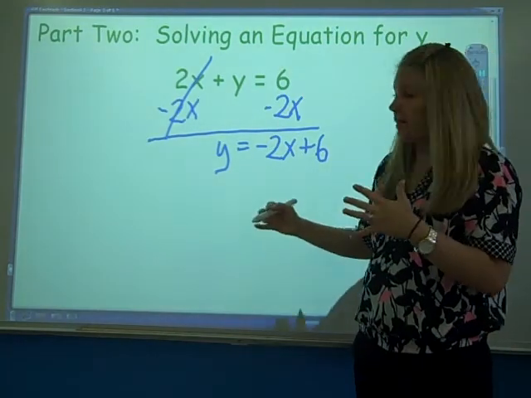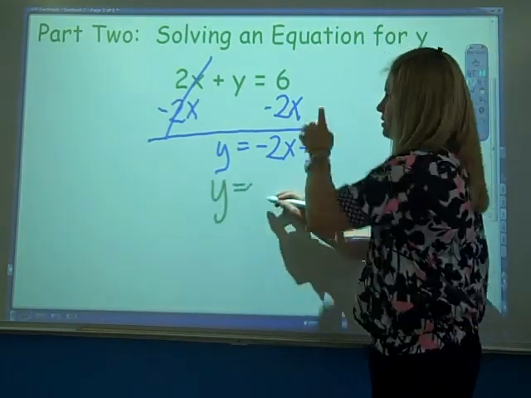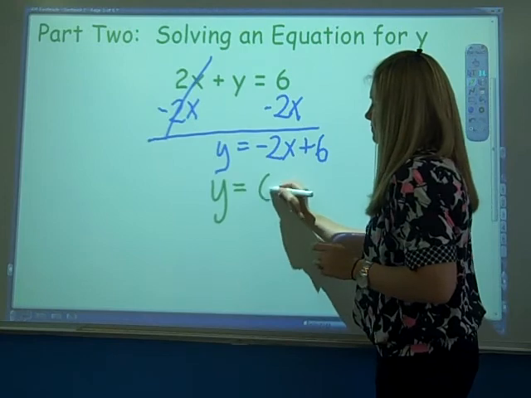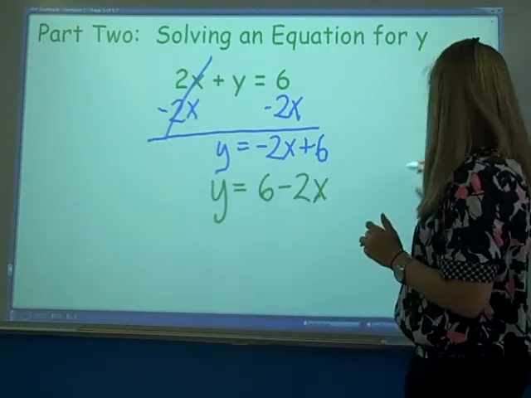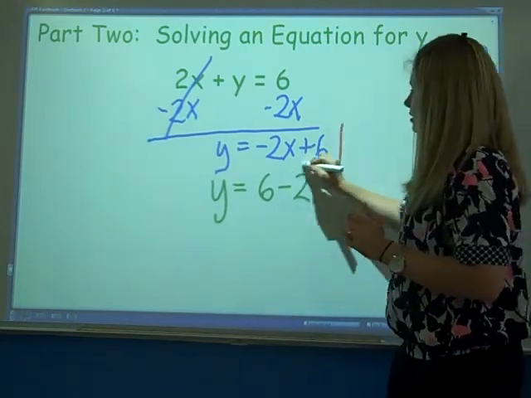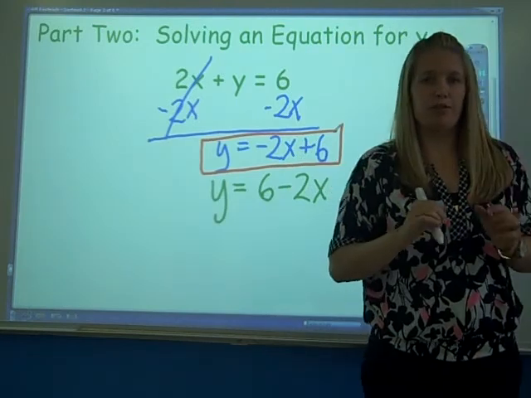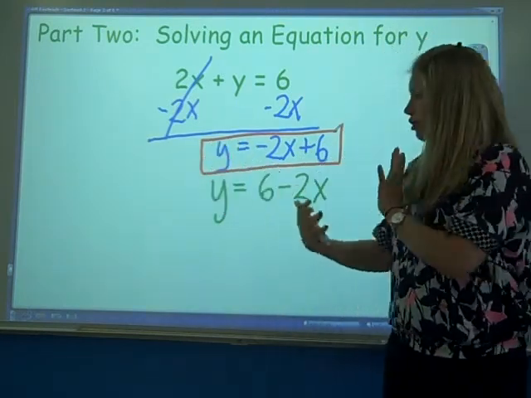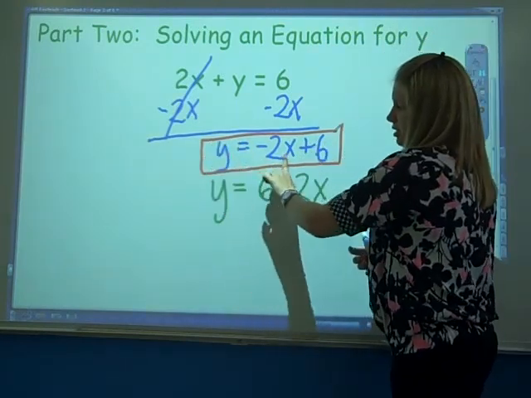But what would also be acceptable was writing y equals, and then just doing 6 minus 2x. But I would really like it if you could get to that form, okay, where the x part is in the front, or closest to the equal sign, so where this is here.